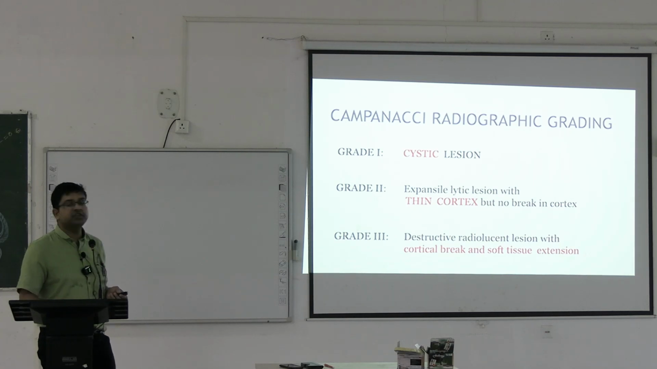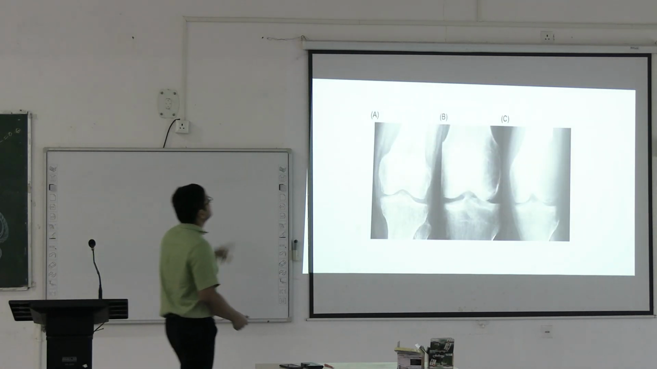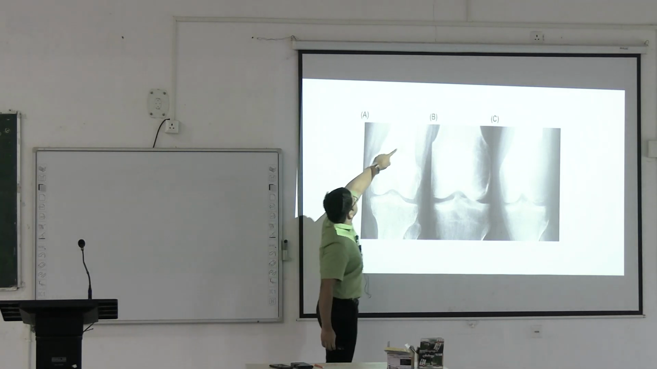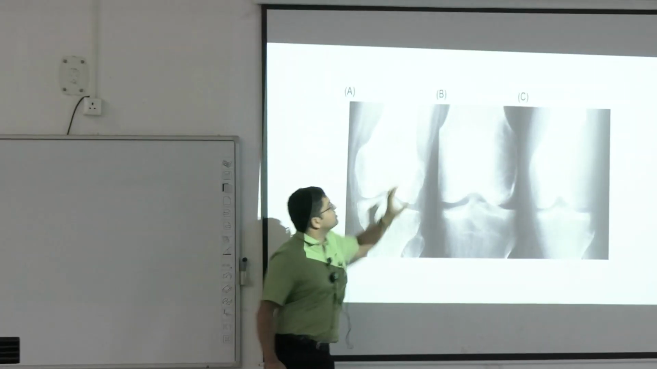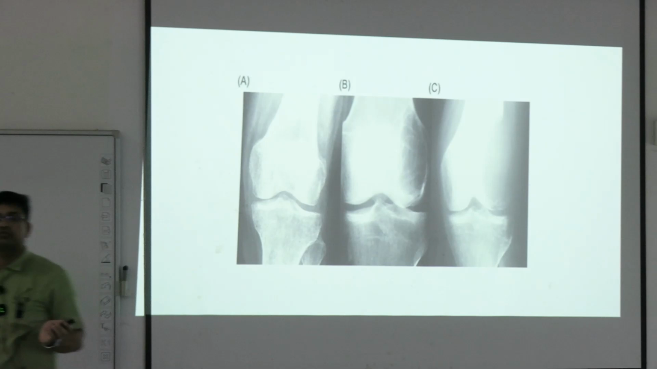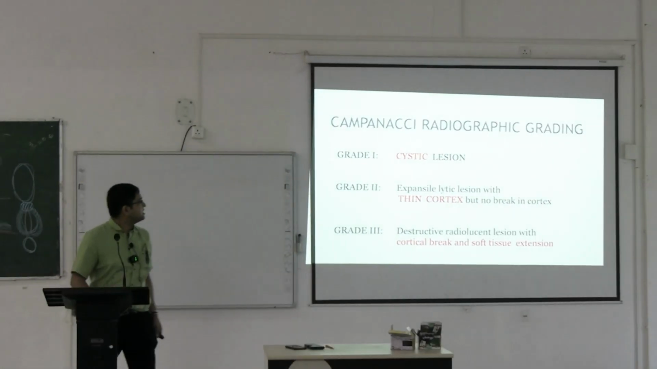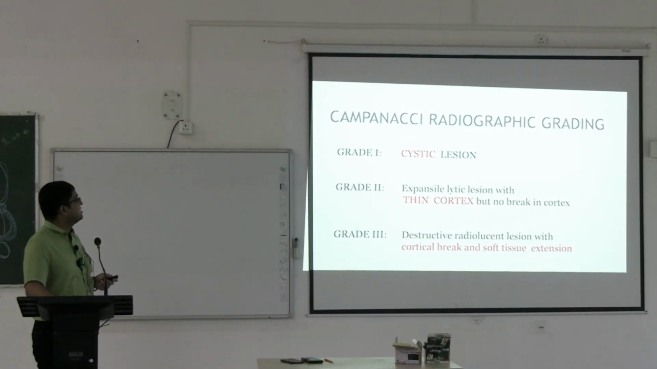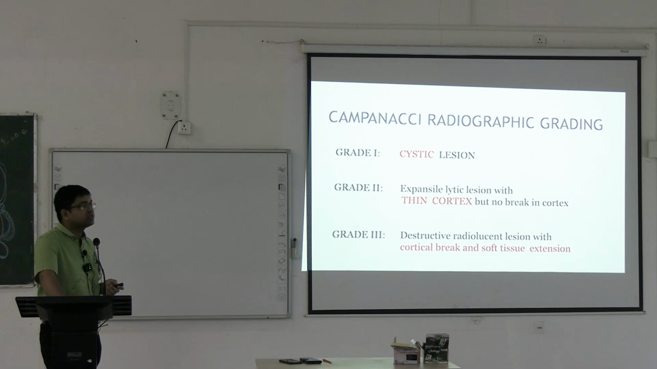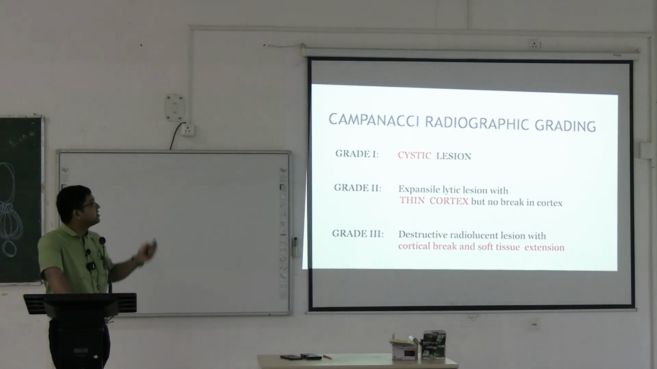Grade 1 is a cystic lesion, just a cystic lesion confined to the bone. Grade 2 is an expansile lytic lesion with thinning of the cortex but no break.